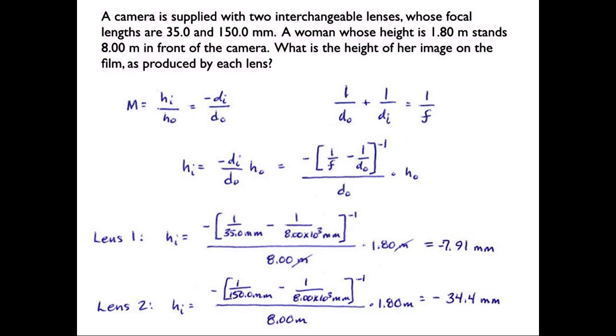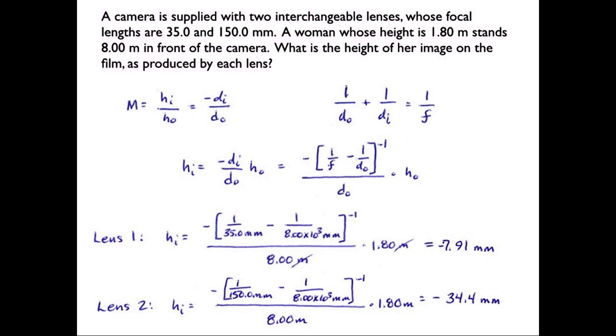So lens number one is 35 millimeters. So that's 1 over 35 millimeters. The woman is 8 meters in front of the camera, so that is 8 times 10 to the third millimeters. So I left everything in here in millimeters, which means in the brackets I'm going to get a quantity that has units of millimeters. I left her height and her distance in units of meters because both those cancel out. And my final answer then is going to have units of millimeters. It's negative 7.91 millimeters, and that tells me that the image is 7.91 millimeters tall. The negative sign tells me that it's inverted relative to the direction that she's standing.